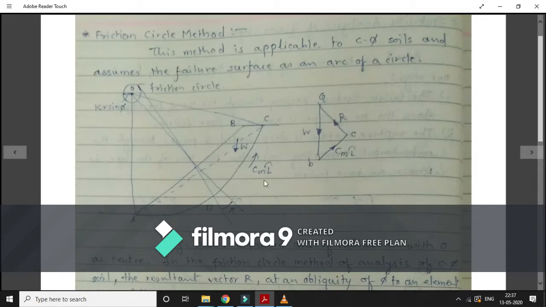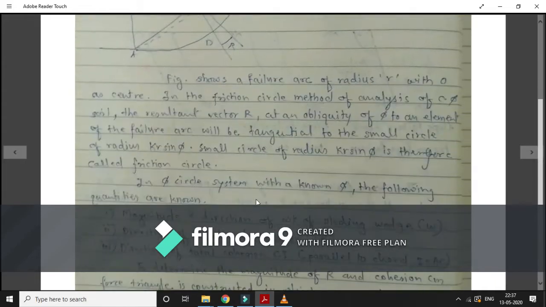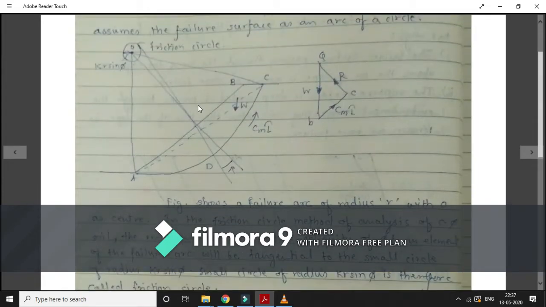So this is the self weight of soil. R is the reaction. There is a reaction from the soil here, and Cm into Lr is the cohesion component along the surface ADC. Okay, look at it in detail here. The figure shows a failure arc of radius r. Radius r is shown here. So this is the radius r with O as center. So this one is the radius OA and O is the center.